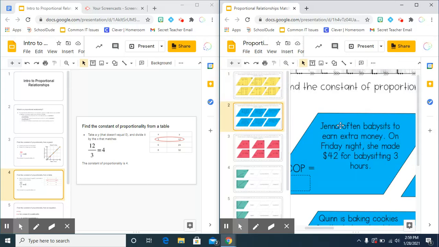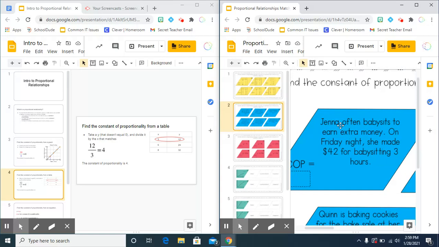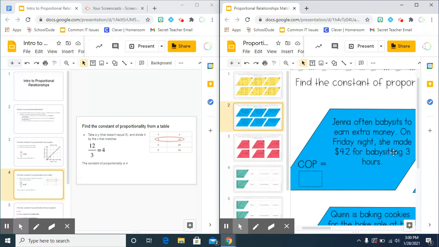Now let's look at a word problem, for example. Typically when it comes to word problems, it really depends on the context that makes the most sense. For example, Jenna often babysits to earn extra money. On Friday night, she made $42 for babysitting 3 hours. So what makes the most sense: hours per dollar or dollars per hour? Typically, we're going to have hours in the denominator of our fraction, or the bottom of our fraction. So we can do 42 divided by 3, which in this case is going to equal 14. So our constant of proportionality is 14.